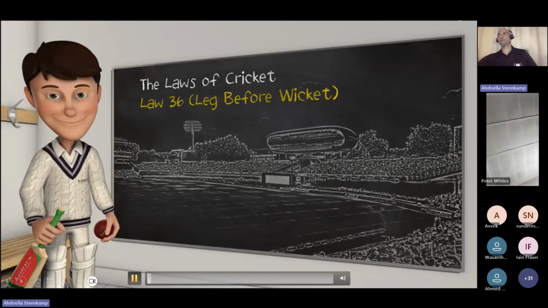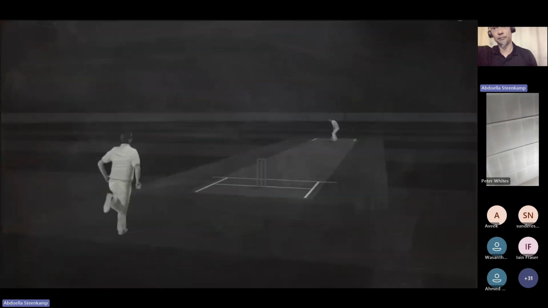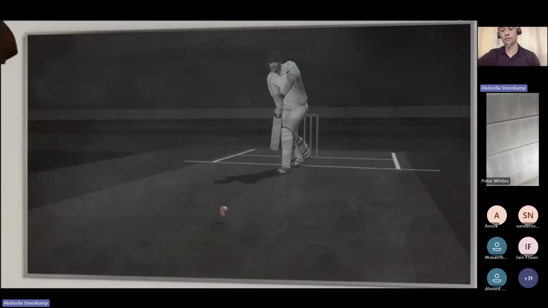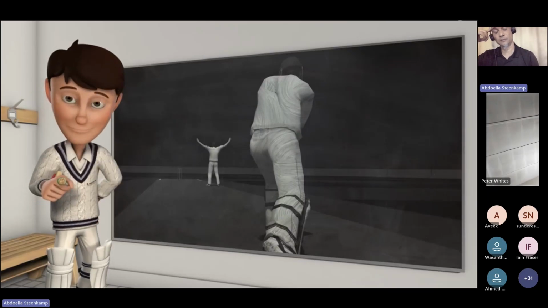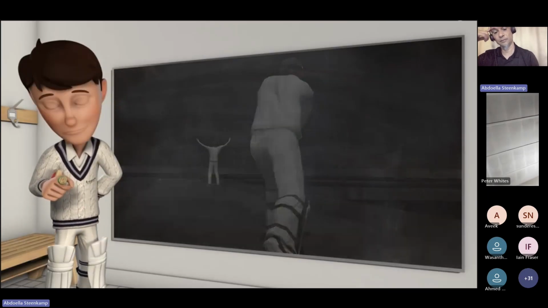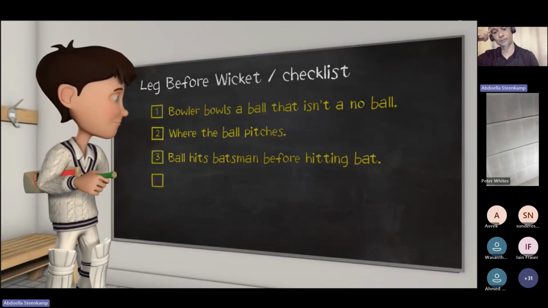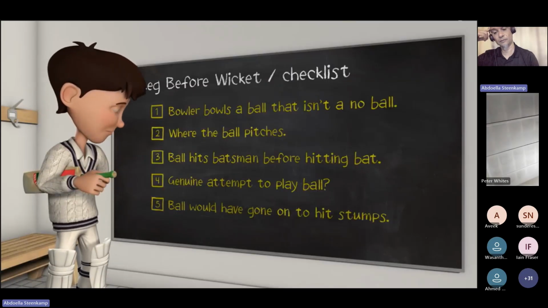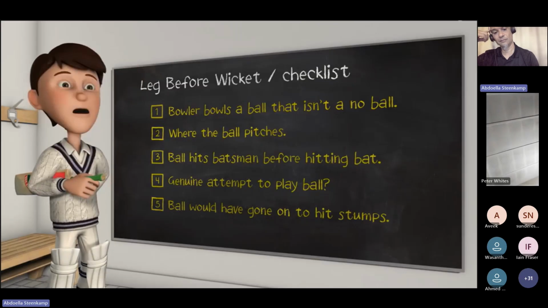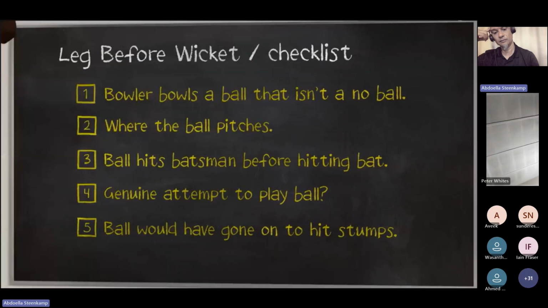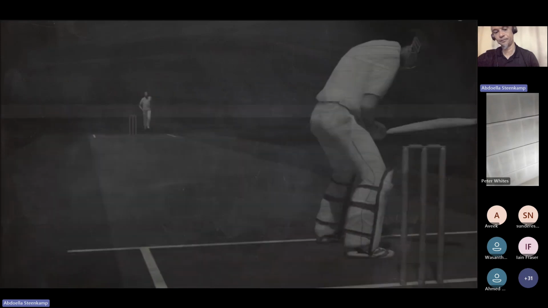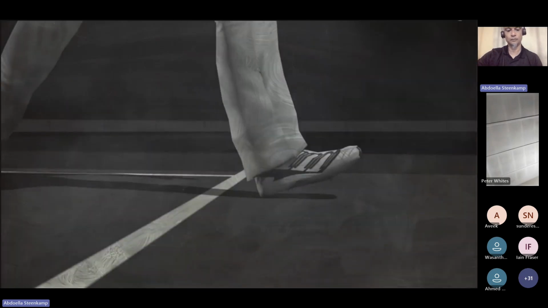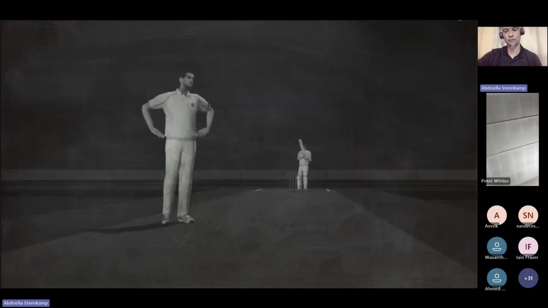Leg before wicket. LBW. LBW is a little like the offside rule in football. Many people claim to know it, but how many people really do? Our handy checklist means that whether you find yourself umpiring an international test match or the kids on the beach, your reputation for fairness will remain intact. There are 5 basic criteria to consider. The batsman is out, leg before wicket, if 1. The bowler bowls a ball that isn't a no ball, unlike this poor fellow.